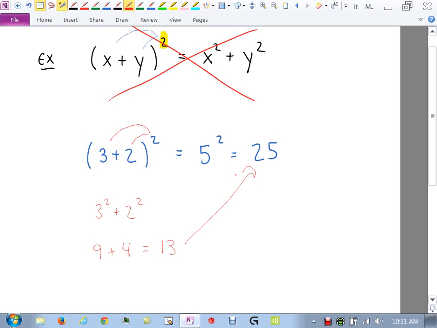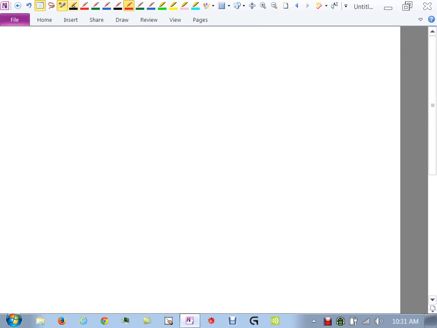I can show it to you another way if you'd like. This is so important that any way I can make you remember not to make this mistake, I will try to do, but it's kind of up to you. You want to see one? I can show you a geometric way that it's not true. Let's see if you can follow it.